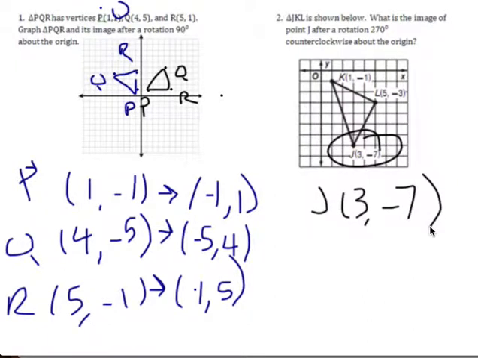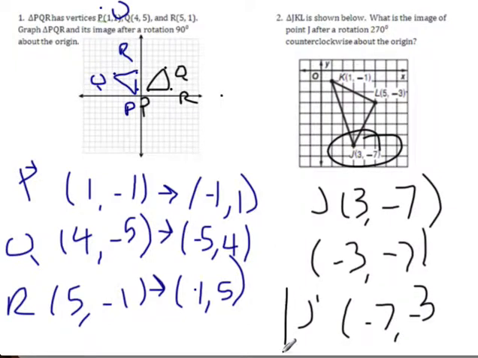So to do 270, what we need to do is multiply the x-coordinate by a -1, so we end up getting -3, -7, and then we need to flip the two coordinates, so we get -7, -3. So the position of the image of J is simply -7, -3, and that's all we need to write for number 2. Next, let's take a look at number 3.